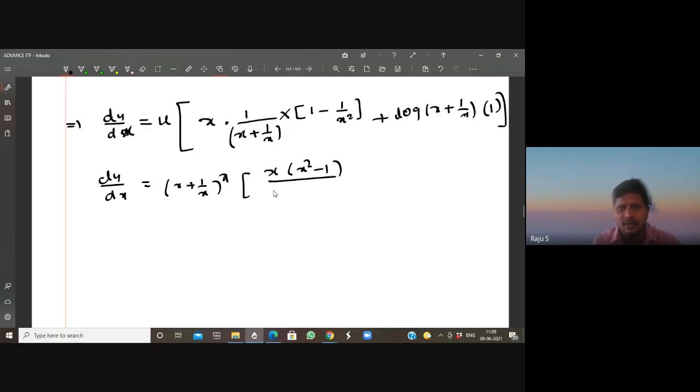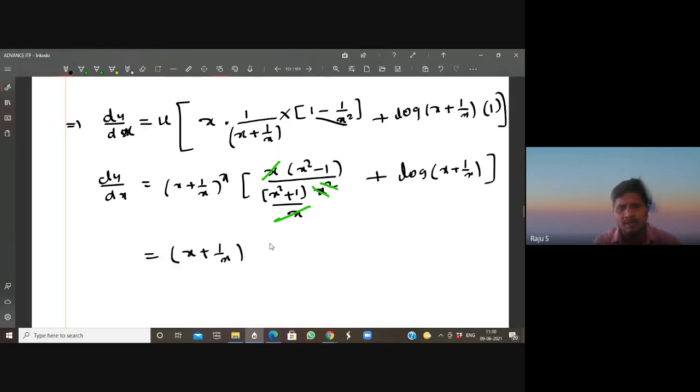So here if I take LCM, the LCM here is x square. Again, in the denominator the LCM is x square plus 1 by x. So here the x gets cancelled, again this x cancels. Then plus log of x plus 1 by x. Once all of you check it, what is the book back answer they have given? x square minus 1 by x square plus 1 plus log of x plus 1 by x. Either you can take LCM or else you can keep it as it is.